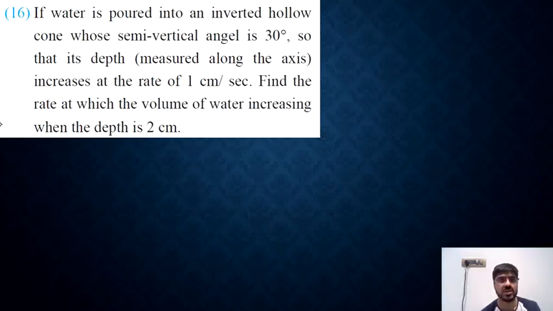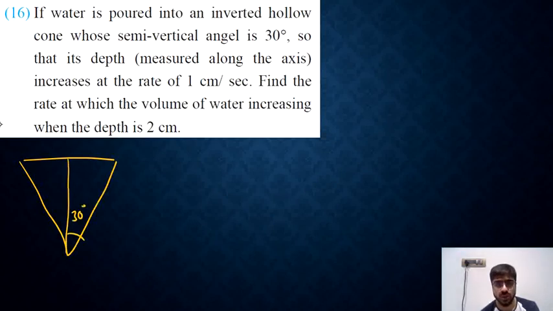Let's take one last question in this video. So we have, if water is poured into an inverted hollow cone whose semi-vertical angle is 30 degrees. So let's say this is the cone and the semi-vertical angle here is 30 degrees, and you're pouring water into it so that its depth measured along the axis increases at 1 centimeter per second. So let us say that this is the water level at any given point of time. This is the radius of the water level and this is the height of water level. The height of water level is increasing at 1 centimeter per second.